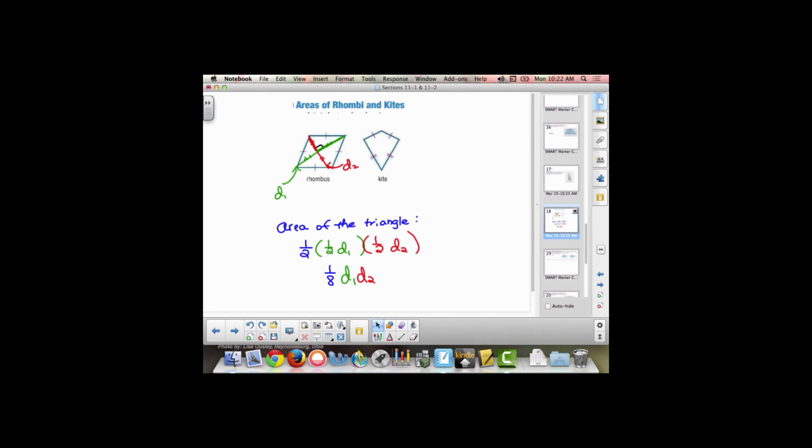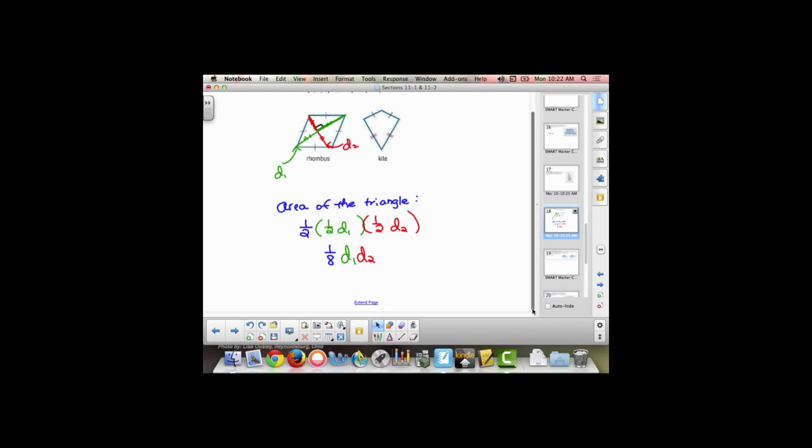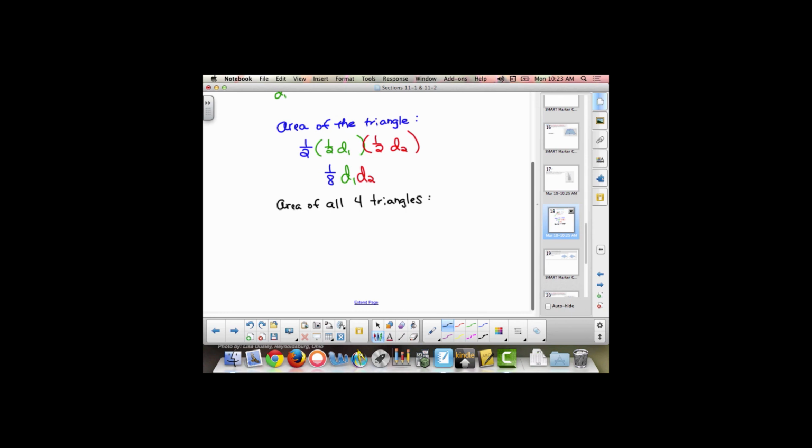Now, there are 4 of those triangles. So if I do the area of all 4 triangles, which would be the area of the rhombus, I'll take that equation and multiply it by 4. This leaves me with 1/2 the length of the first diagonal times the length of the second diagonal. Remember, this is the area of the rhombus.